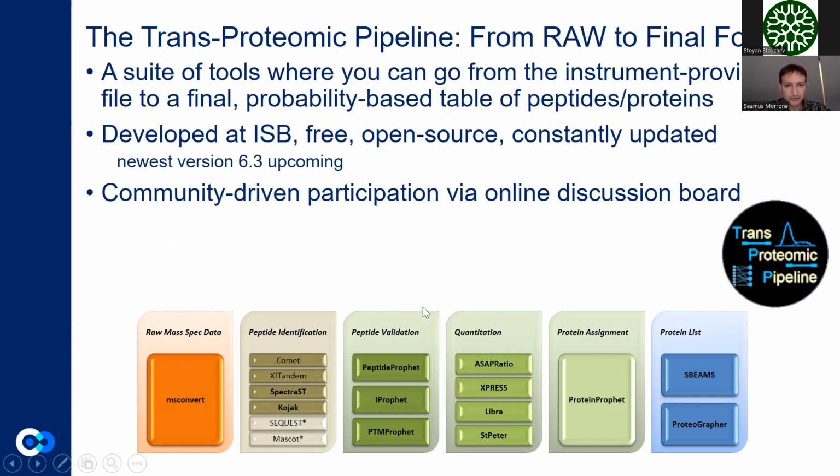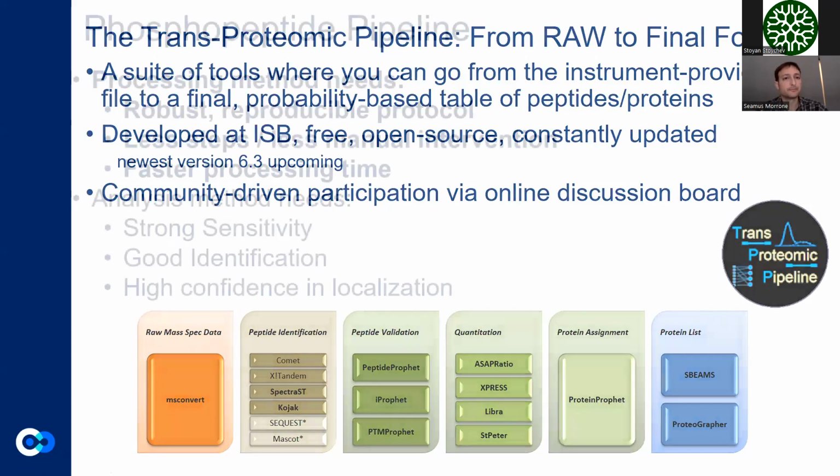And for the pipeline that I have been using for these results that I'll be showing, I'm usually stopping at the PTMProphet level, which is peptide validation for post-translational modifications. But one can go on to validate at the protein level to get a better FDR for the protein level.